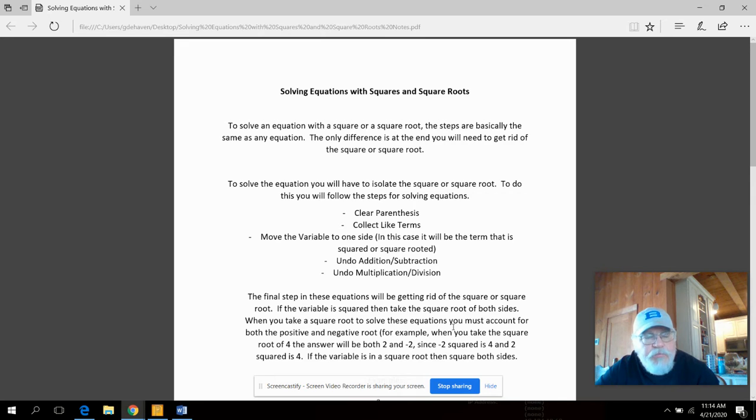We're going to be starting some new stuff today. This is stuff we have done before. We played with it a little bit back a couple of months ago, so you'll probably recognize it. What we're going to be doing is solving equations with squares and square roots.